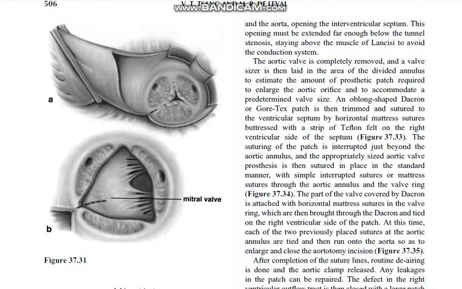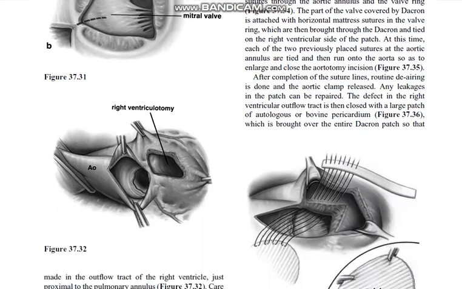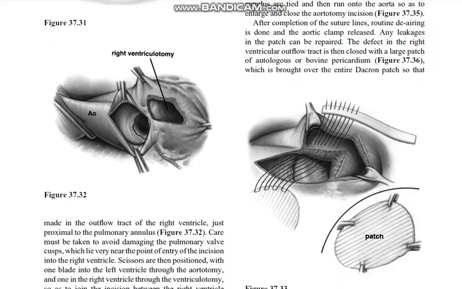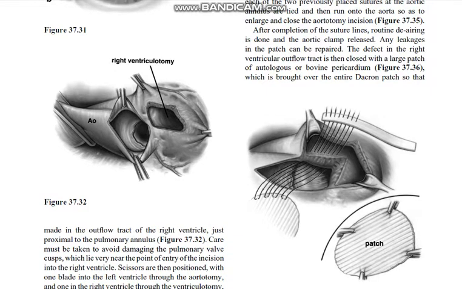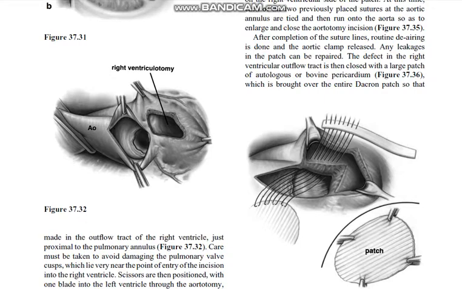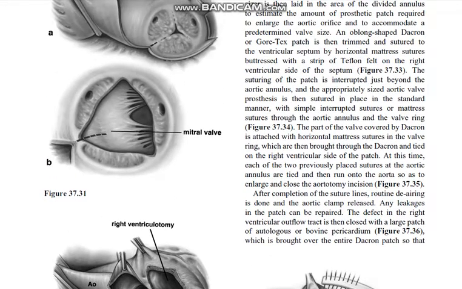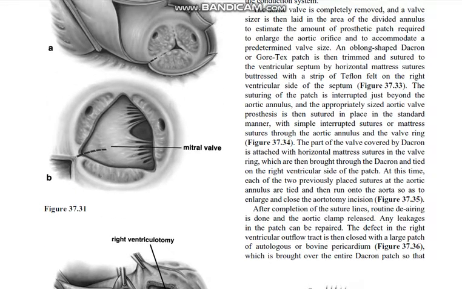Now I will show you figure 37.33. Now the patch is sewn with pledgeted Teflon stitches to the right ventricular outflow tract. And this is also the VSD.